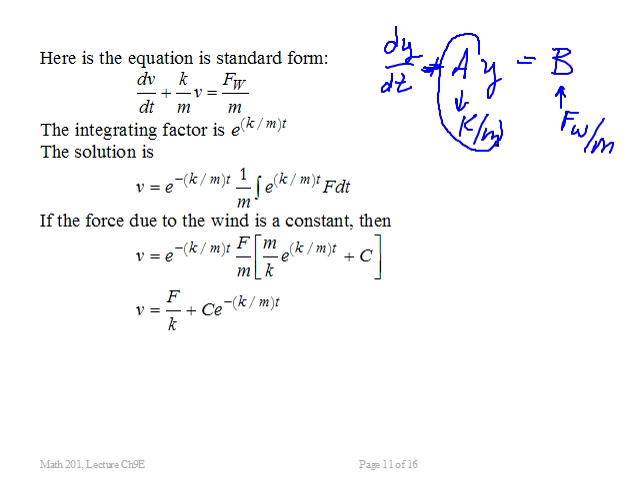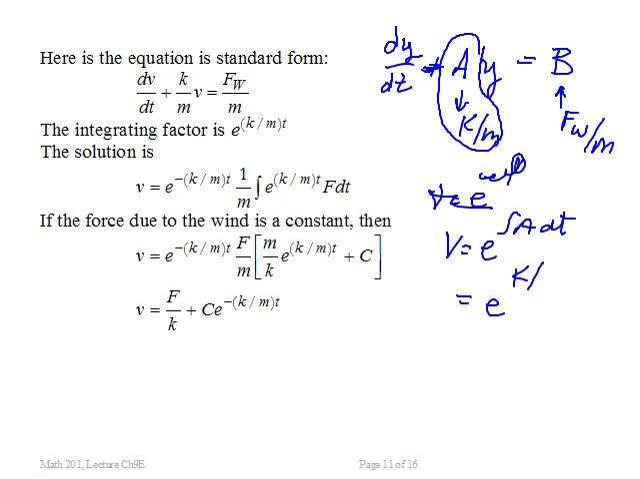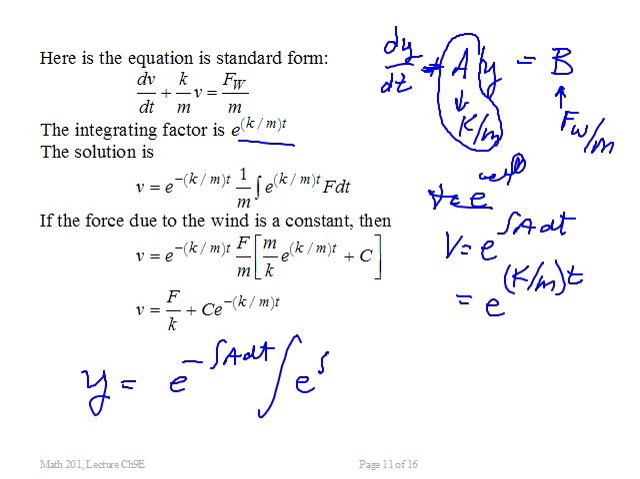Using a equal to k over m, we develop our integrating factor, which is e to the integral of a dt. A is a constant. The result of that integration is just k over m times t, and that's what's written here. Then the solution, after we do several gyrations, is y equals e to the negative integral of a dt times the integral of e to the integral of a dt times b dt.